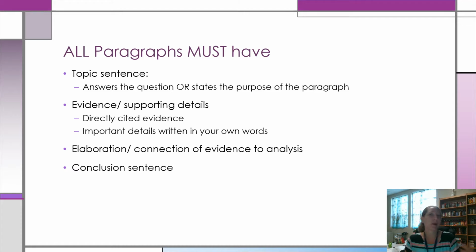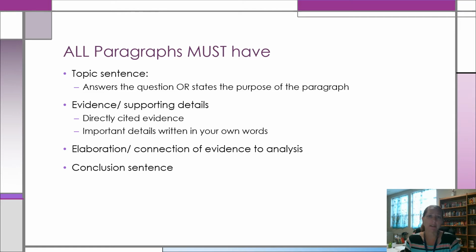So if you're writing about central idea, then it's going to have the name of the text that you read, it's going to have what the central idea is, it's even going to say the words central idea. So the topic sentence is going to answer the question of your writing prompt or state the purpose. Sometimes it can do both, okay? It has to have a topic sentence. It's got to be first and foremost.